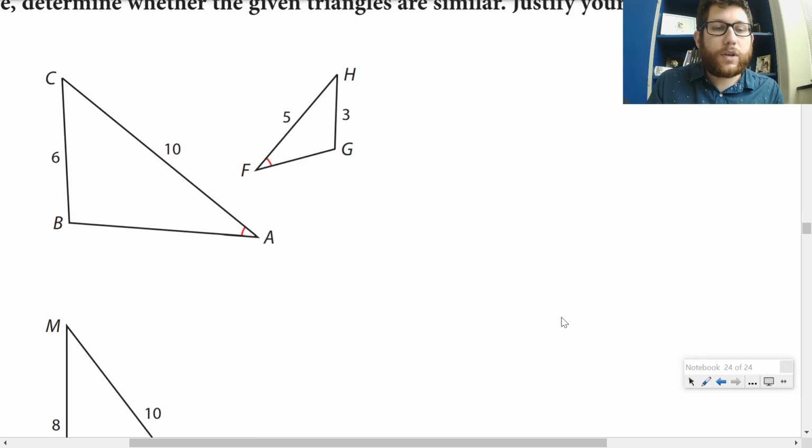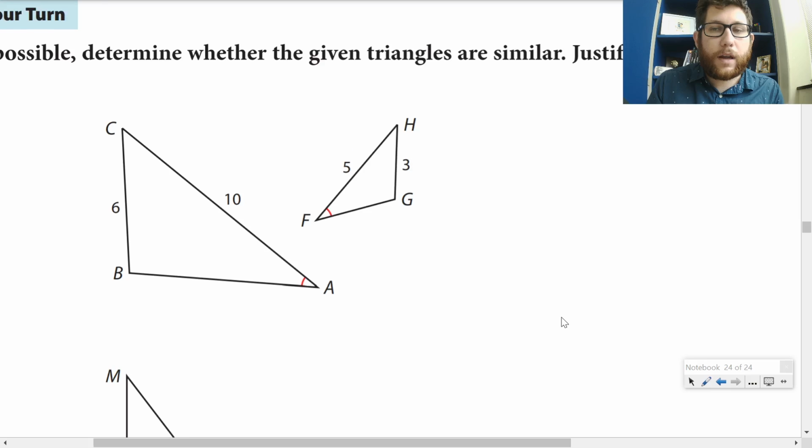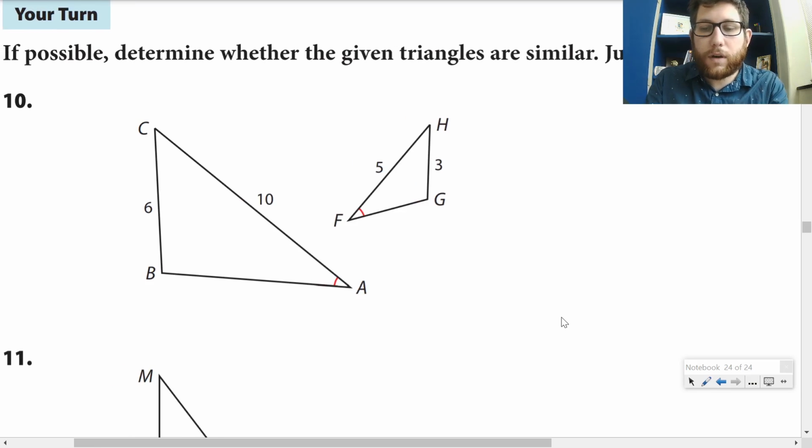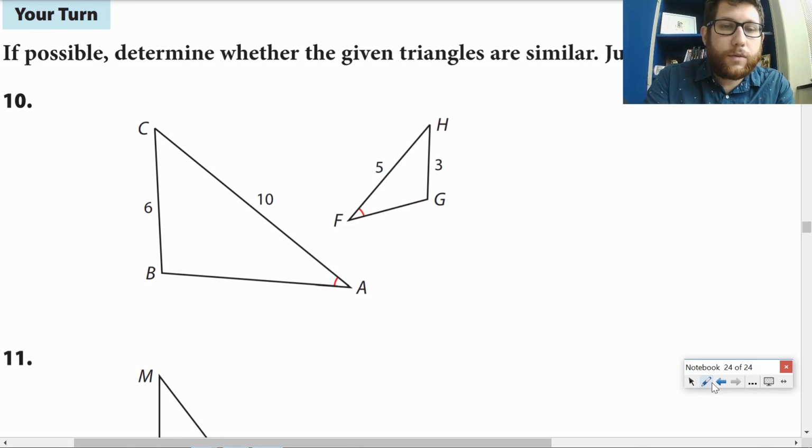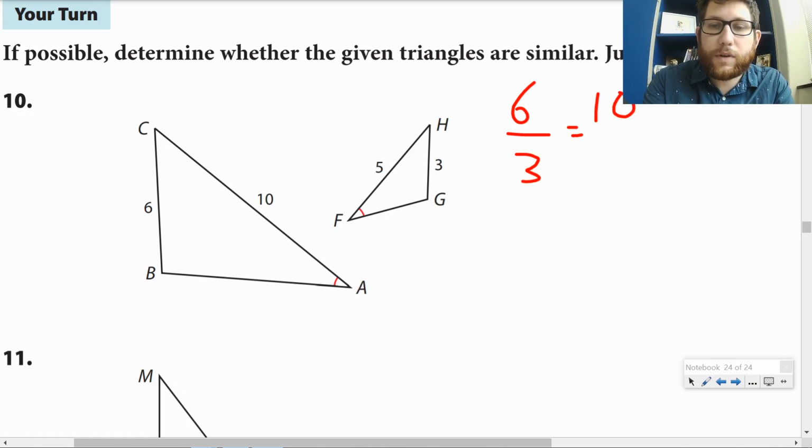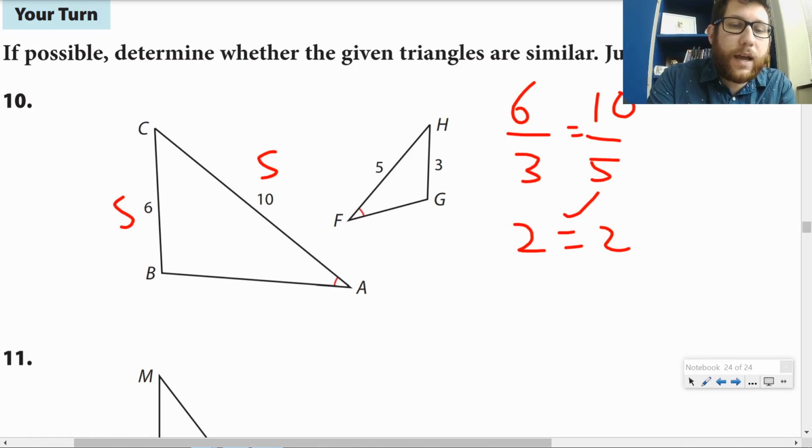All right, let's look at two more kind of tricky ones here, and then I'll let you guys get to your work. So let's set up our sides. Left side smallest over right side smallest. Left side biggest over right side biggest. All right, so I end up with 2 is equal to 2. So sides are proportional. I can count them. There's a side and a side.